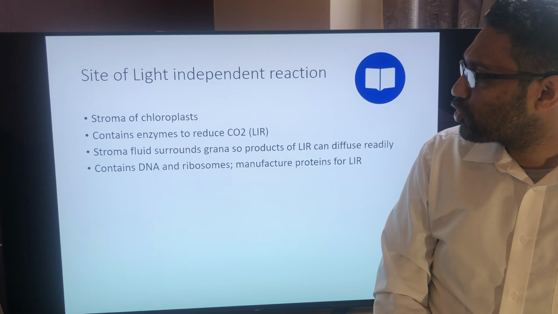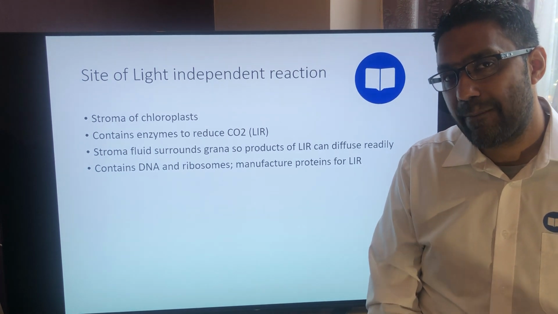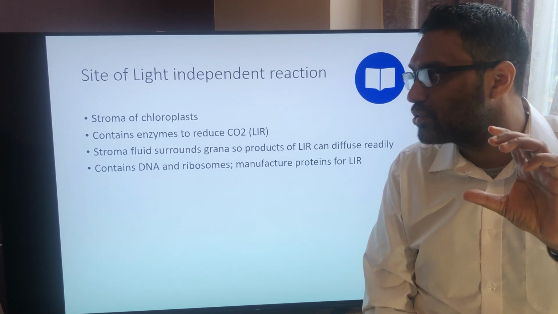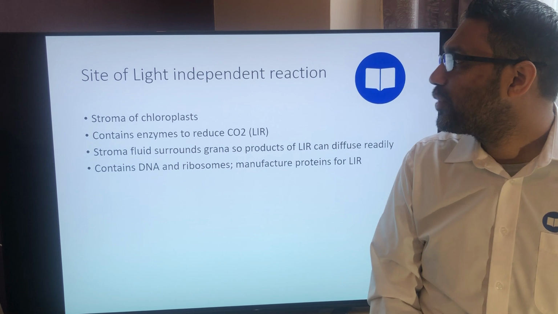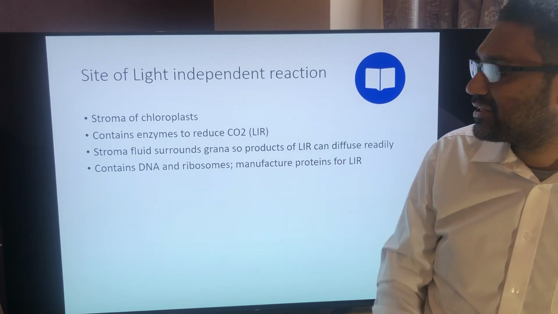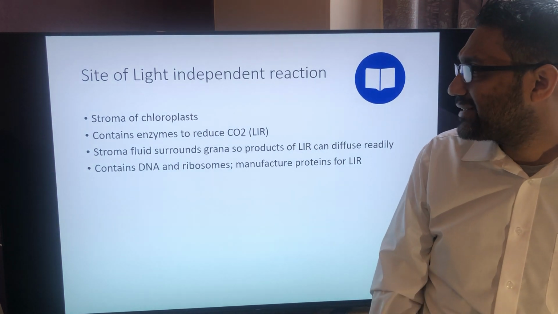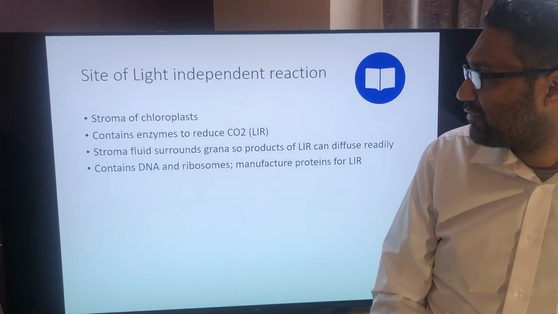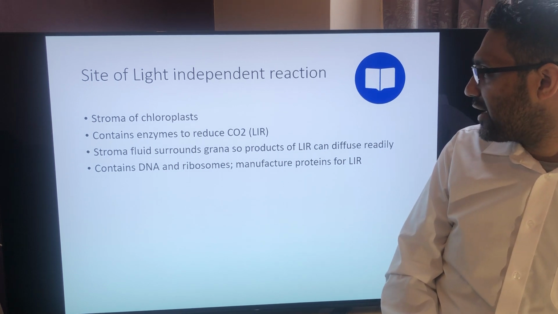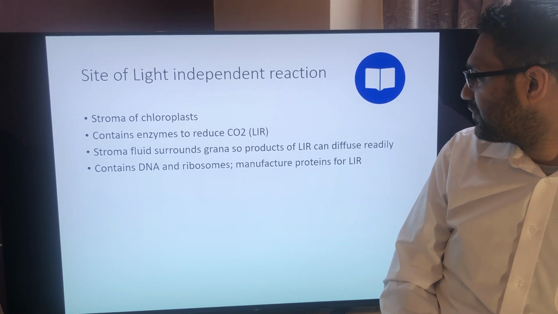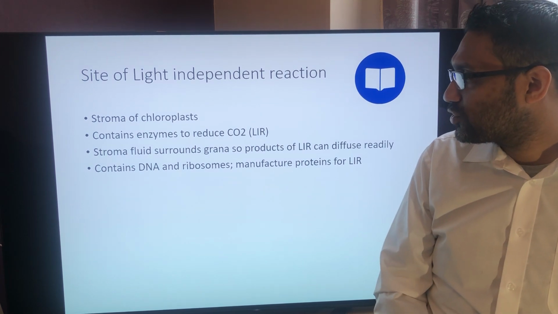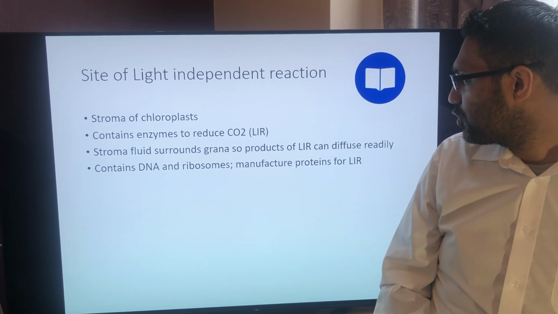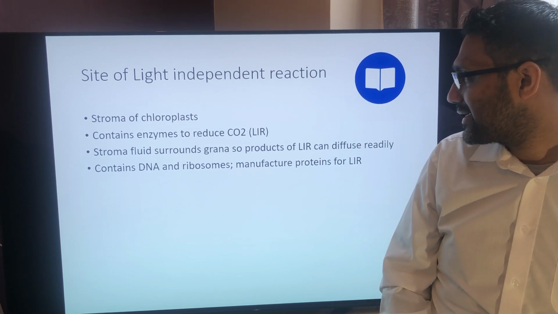It happens in the stroma. Remember, the light-dependent reaction happens in the thylakoid membranes, because that's where the chlorophyll molecules are in the transmembrane proteins. Whereas here, the light-independent reaction is happening in the stroma of the chloroplasts. That's where the enzymes to reduce carbon dioxide are. The stroma is fluid that surrounds the grana, so the products of the light-independent reaction can diffuse readily there. It also contains DNA and ribosomes, again, to manufacture lots of proteins and enzymes for the light-independent reaction.